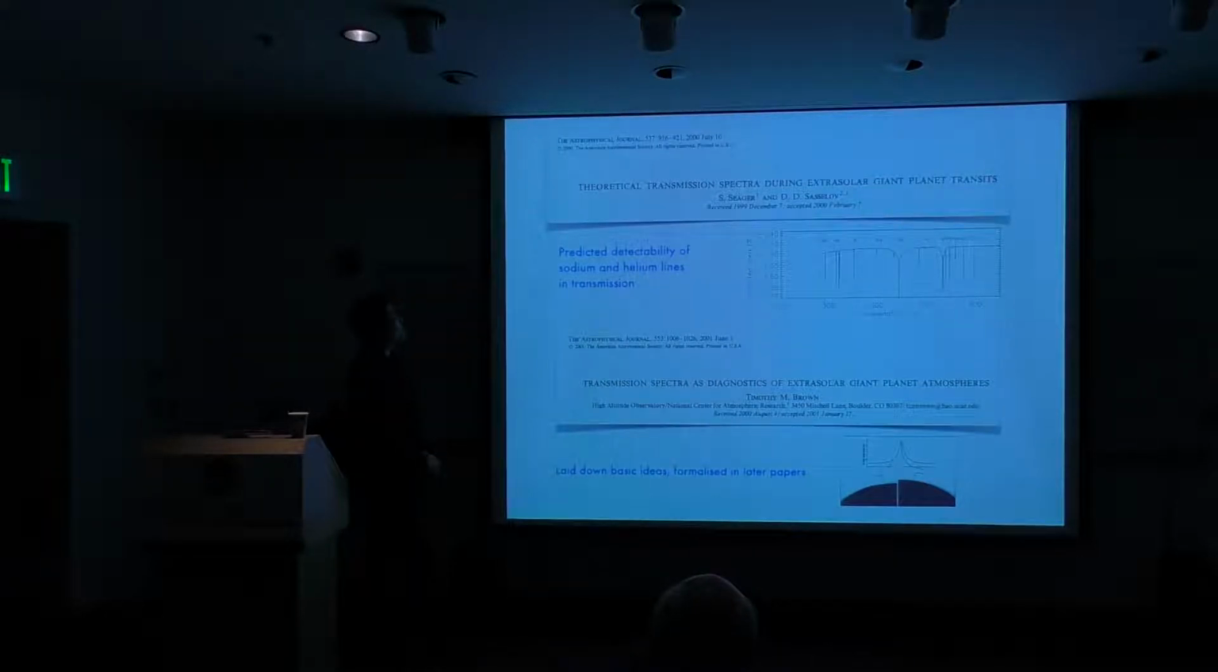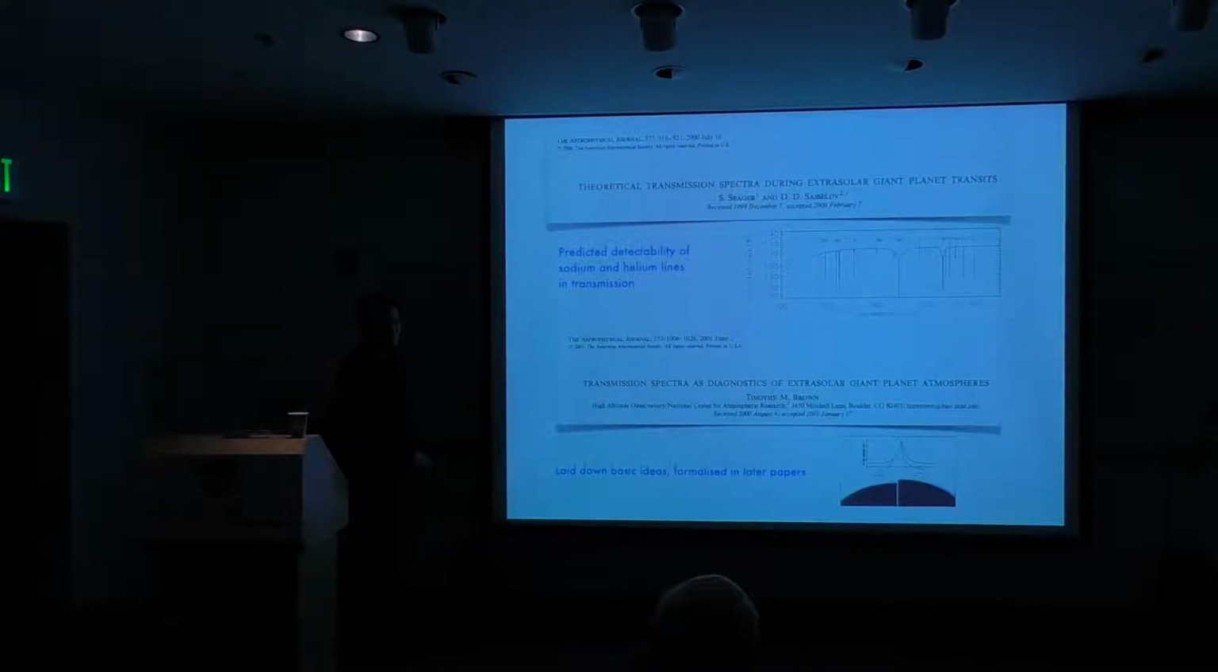One of the most important papers is a 2000 paper by Sara Seager and Dimitar Sasselov. In this paper, they did a few things, including predicting that the sodium doublet would be observable in transmission spectra. This was confirmed just 2 years later by Dave Charbonneau at Harvard. They also predicted that the metastable helium lines would be seen in transmission. This took 18 years to confirm, so this was only measured last year.